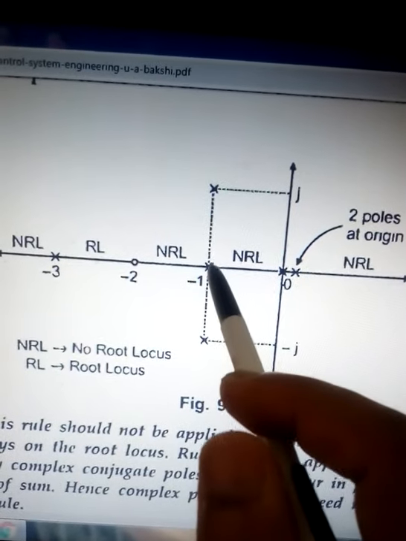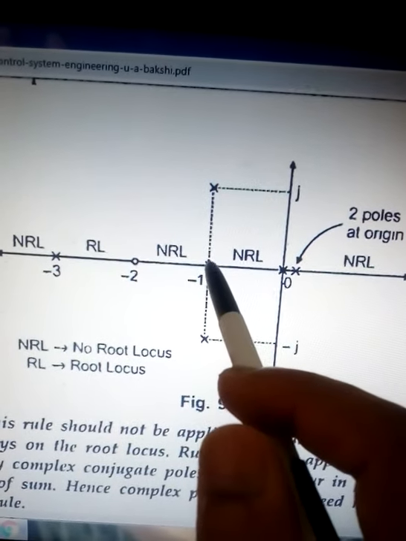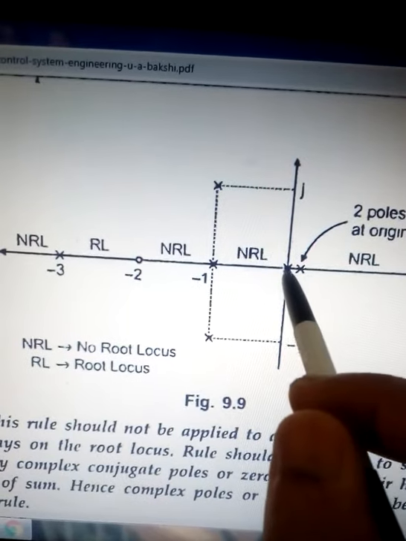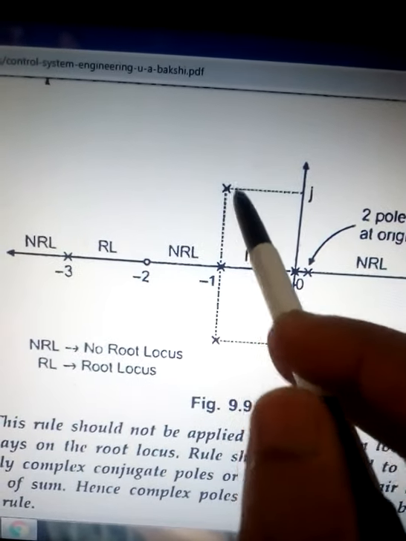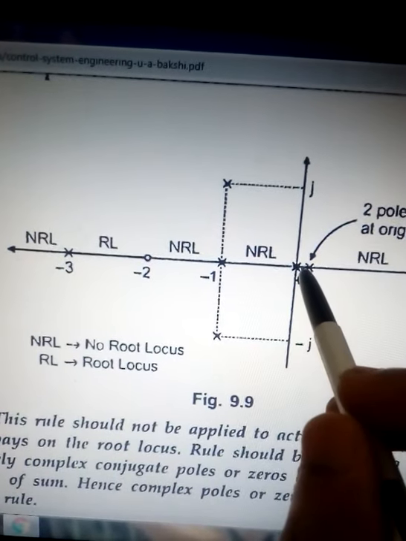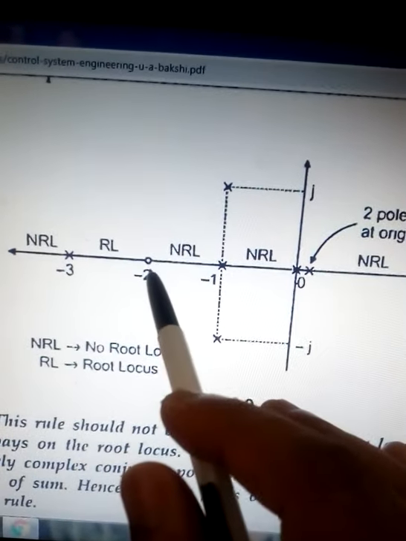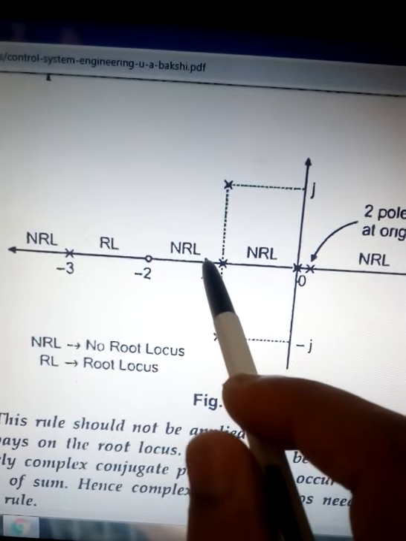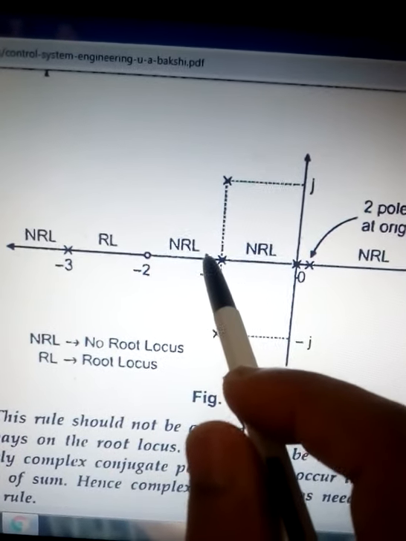Don't get confused with this, this is not the pole. I'm getting poles at 0, 0, -1 plus j, -1 minus j and -3. Now I'm checking the root locus between 0 and -2. So I'll stand at this point and again I'll check the count.